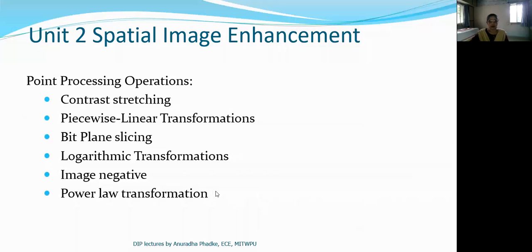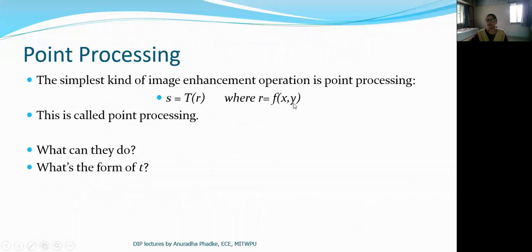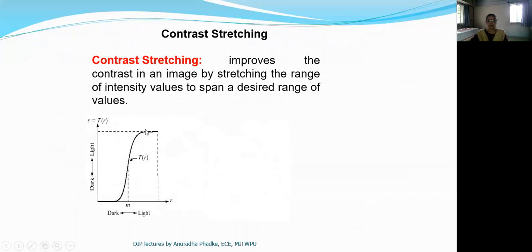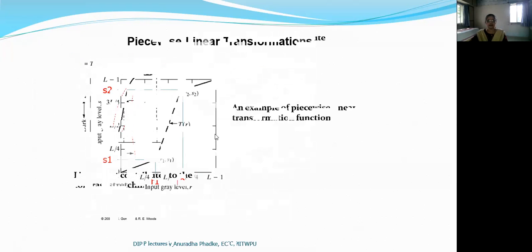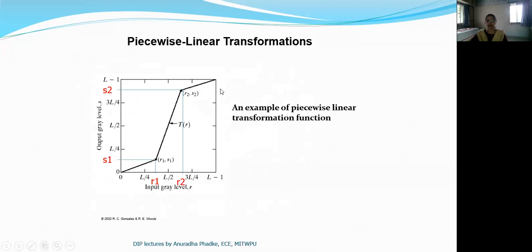So in contrast stretching, it's a point processing operation. We are applying some function T on the original pixel value R or original gray value. We studied this S-shaped curve of contrast stretching. This S-shaped curve gives the relation between the original gray value R and the modified gray value S. To implement it practically, we use a piecewise linear approximation of this curve, as shown here.